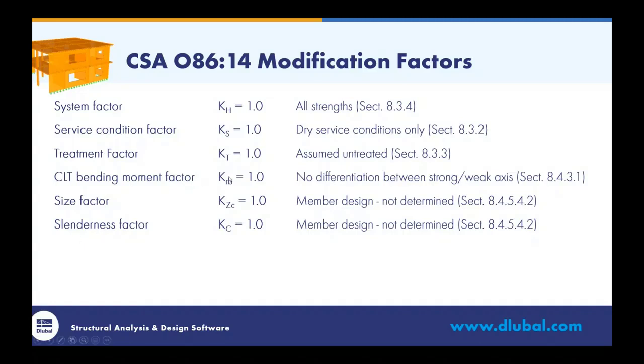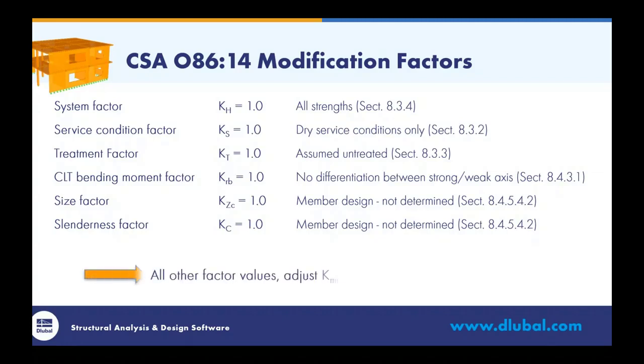So for example, the bending moment factor, we have no differentiation between the strong and the weak axis for a 2D surface, so we cannot apply this factor. Size factor, slenderness factor, again, these are specific to members. We cannot apply them in the module to 2D surfaces. We don't do buckling checks, for example, where we determine what the member length is, so to speak, or what the dimensions are.